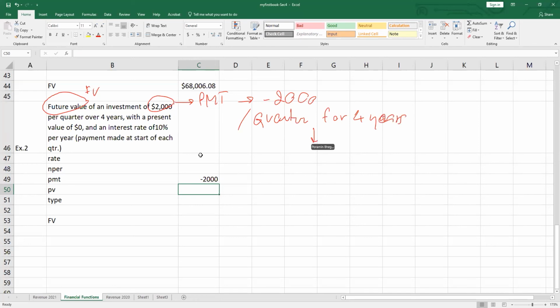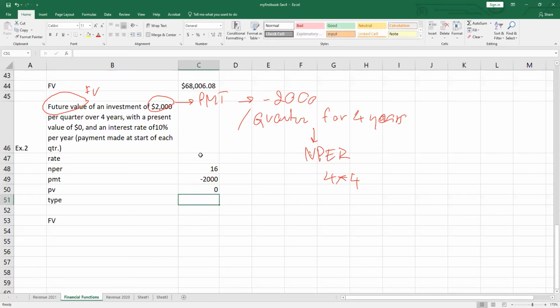From this phrase it tells us that we have to pay quarterly for 4 years. That means in each year you pay 4 times, and the contractual period is 4 years. So it's 4 times 4, that is the N per. That is 16 times that you have to pay. After that, present value is 0, PV is 0.